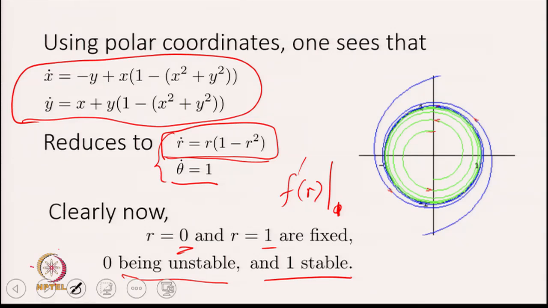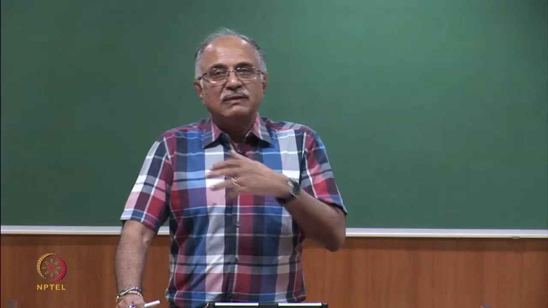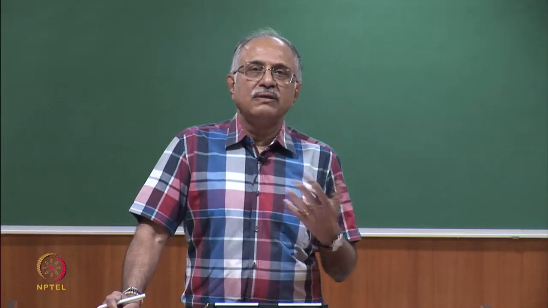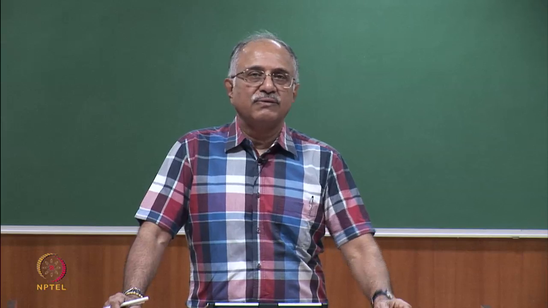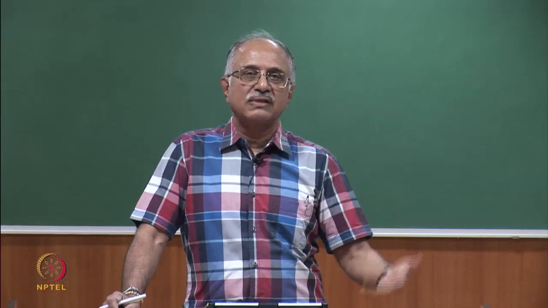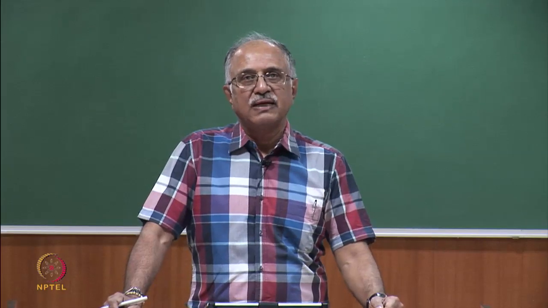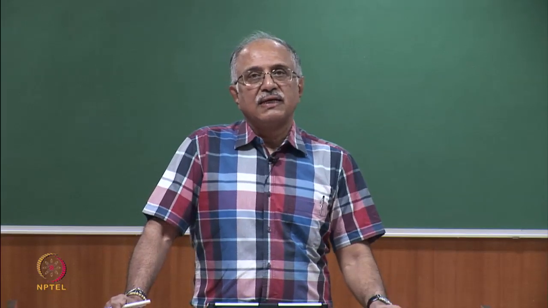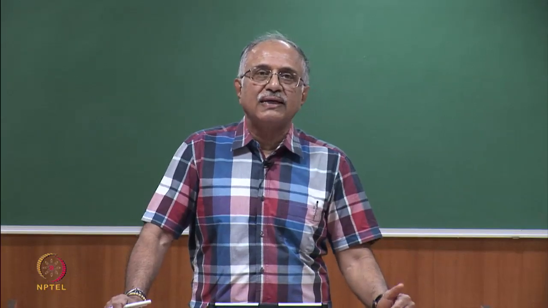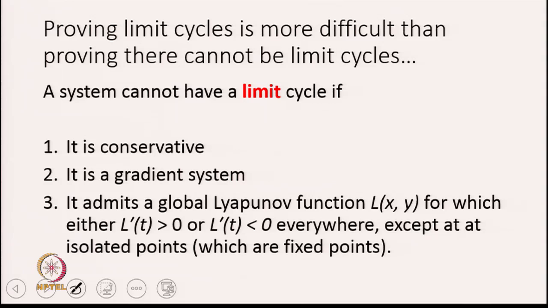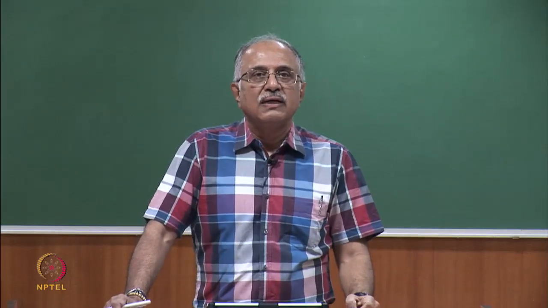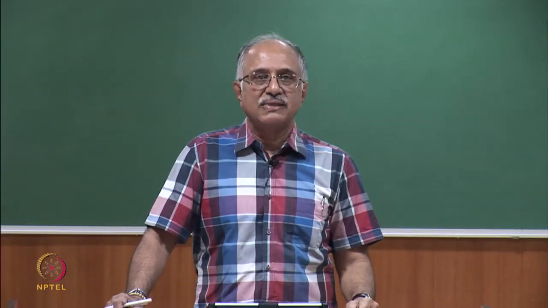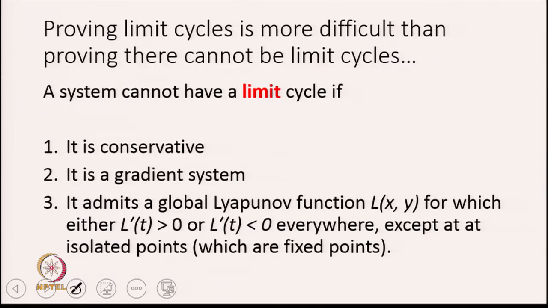Okay. So, this helps us to understand that on the plane you can have somewhat more complicated behavior than just a fixed point, and a fixed point which is either stable or unstable or a saddle or a center or whatever. Now, to prove that you have a limit cycle sometimes is more difficult than proving that there cannot be a limit cycle. It turns out that there are many situations in which, without doing any analysis and without even trying to prove the Poincare-Bendixson theorem for your system, you can show that a system cannot have a limit cycle in the following situations.